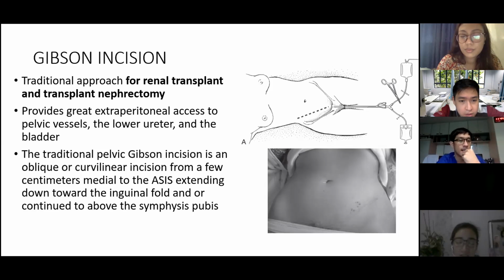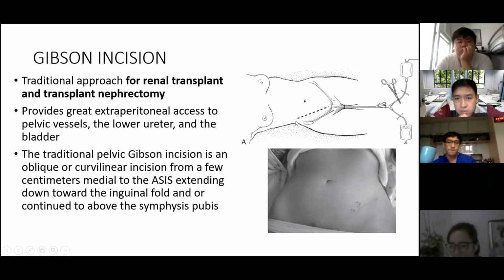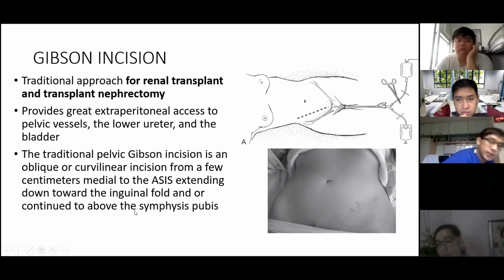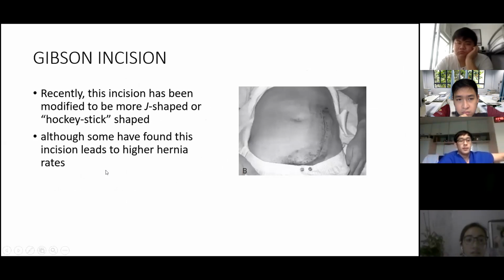So the traditional pelvic Gibson incision is an oblique, curvilinear incision from a few centimeters medial to the axis, extending downward to the inguinal fold or continued above the symphysis pubis. Next. Recently, this incision has been modified to be more J-shaped or hockey stick shape. However, they found that this incision may lead to higher rates of hernia, mostly incisional hernia.